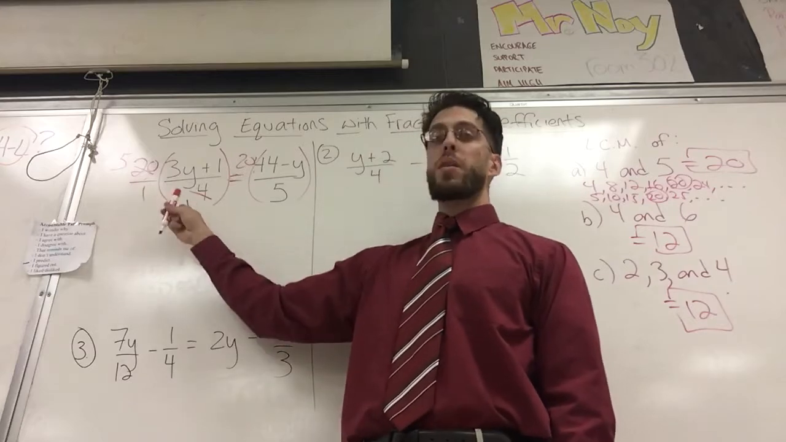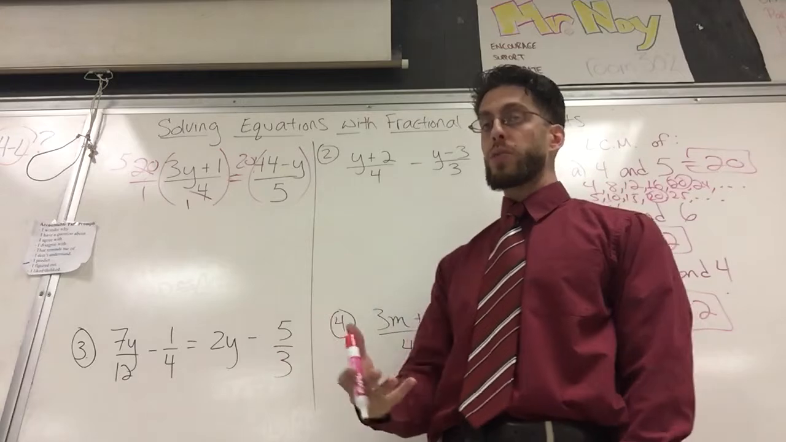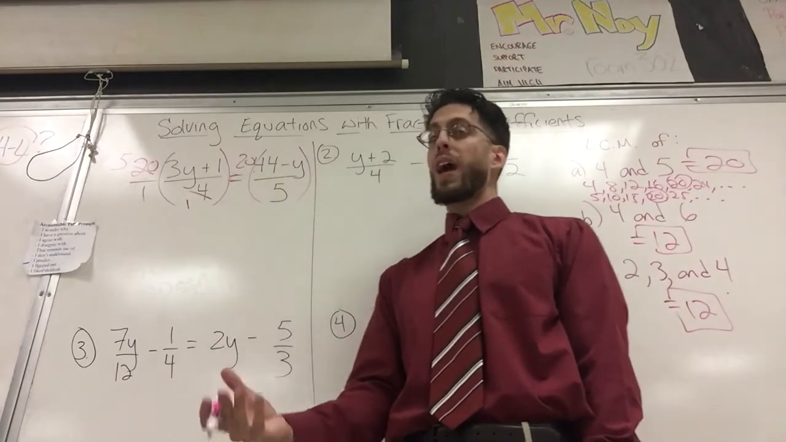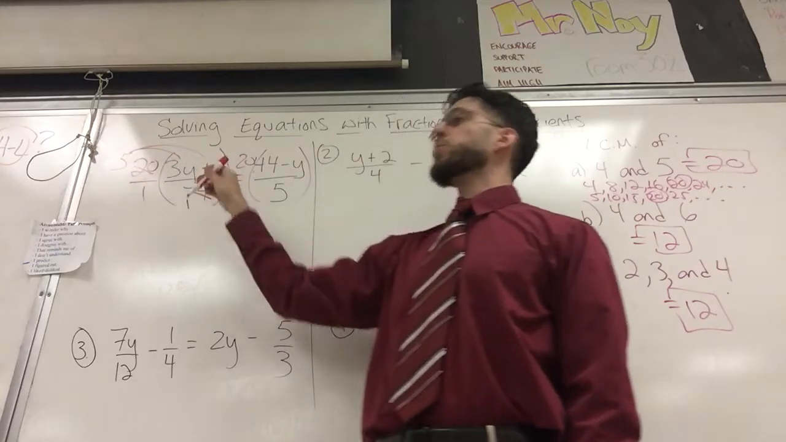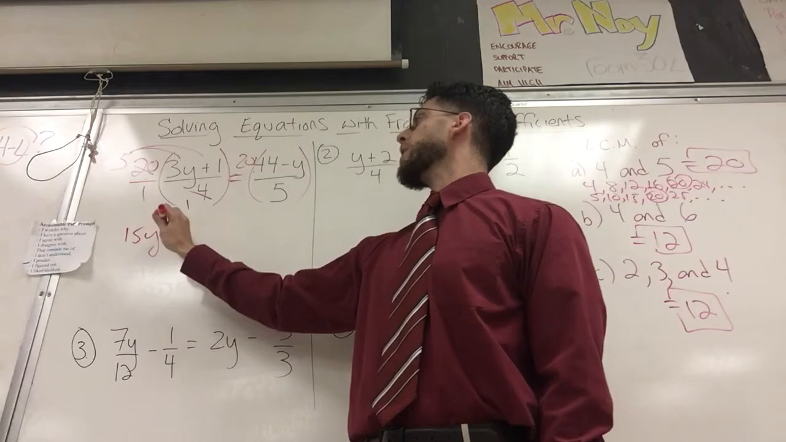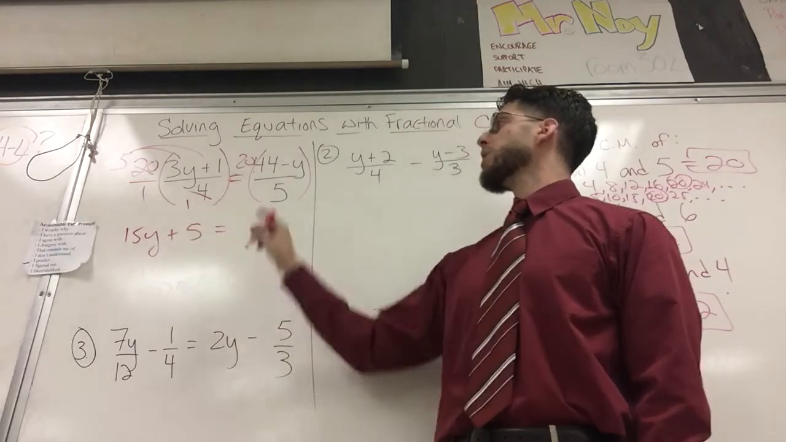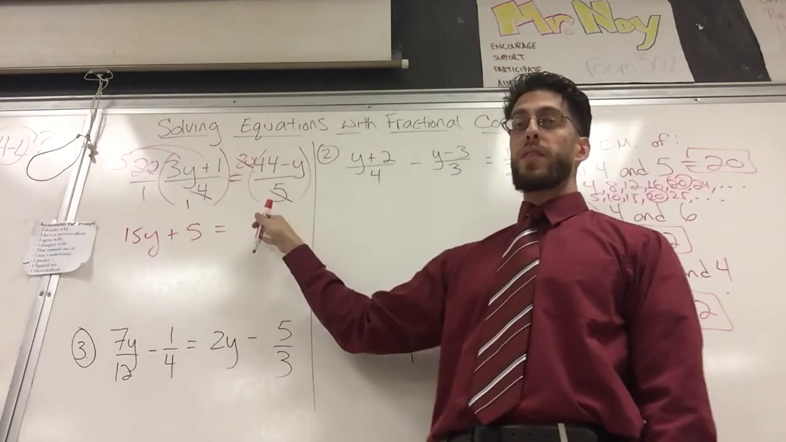Now that I have 1s on the bottom, the denominator is pretty much gone. You don't have to write that 1. That's what I just said. Any whole number can be over 1. You don't have to write the 1. So 5 is on top. 3y plus 1 is also on top. And basically I distribute from there. I get 15y plus 5 equals, look at this, same thing. 5 goes into 20. Poof! 5 is gone.